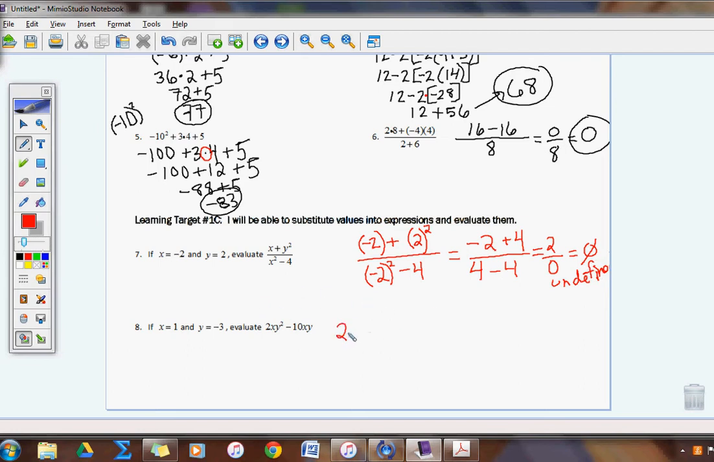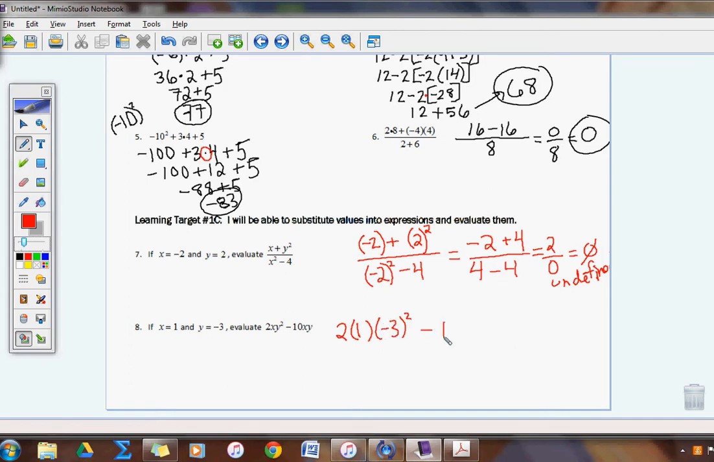Now I have 2 times my x value. Just do that first and then say, what's x? Oh, x is 1, so I put in a 1. And then I'm going to times it by my y value, which has to be squared. So my y value is negative 3. So be careful there. That's in parentheses.